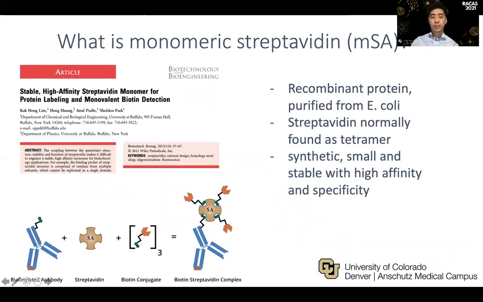So what is monomeric streptavidin? Park and Lim from University at Buffalo developed a stable and high affinity streptavidin monomer. Streptavidin is naturally found in the environment and it has a high affinity to biotin. It's normally found as a tetramer. Because it is normally found as a tetramer, it commonly aggregates. And if you've worked with streptavidin before, anywhere it finds a biotin, it'll basically attach to it. And with this monomeric version of it, it's small, it's stable, it's synthetic, and retains its high affinity and specificity.